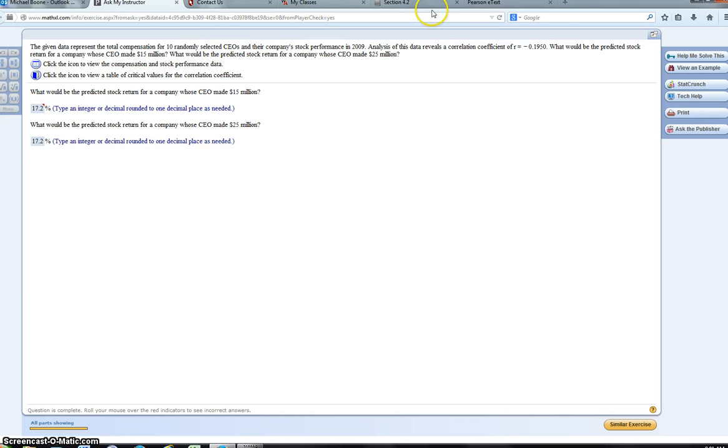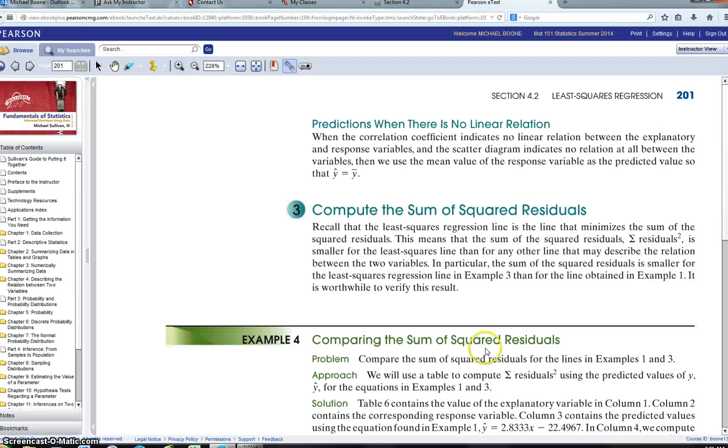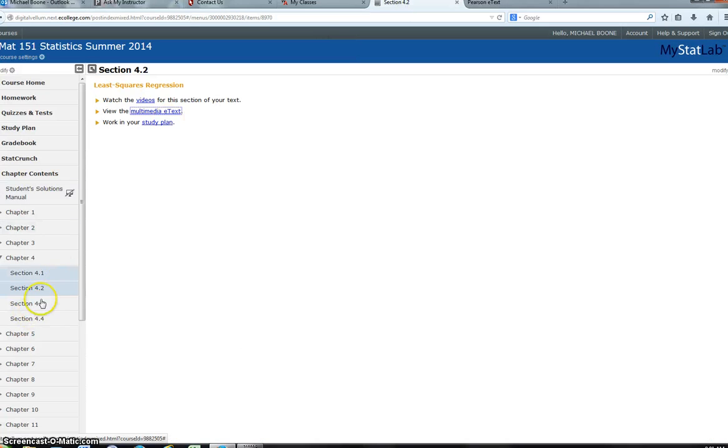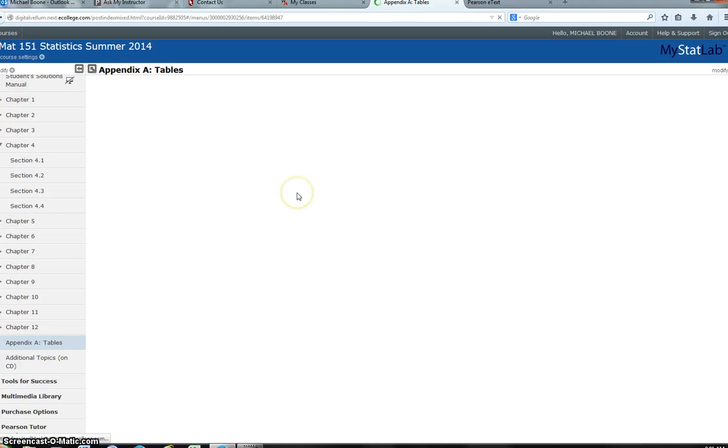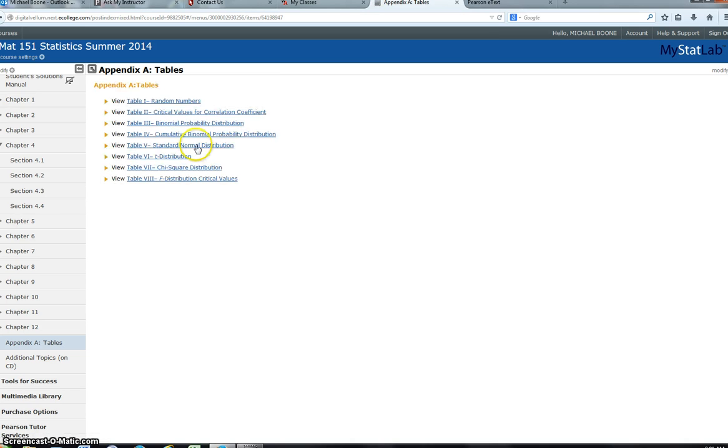So if I go to the book, let's remember this page, 201, I need to go back to it. But there should be a section, oh, I can't find it. Okay, here we go. Our tables, and I want to look at the critical values for correlation coefficient.